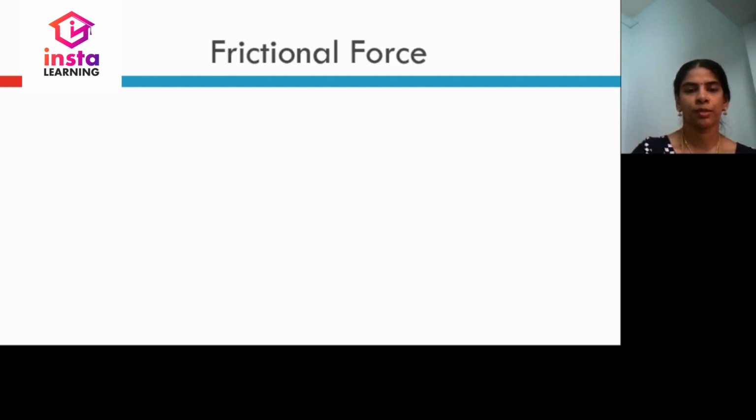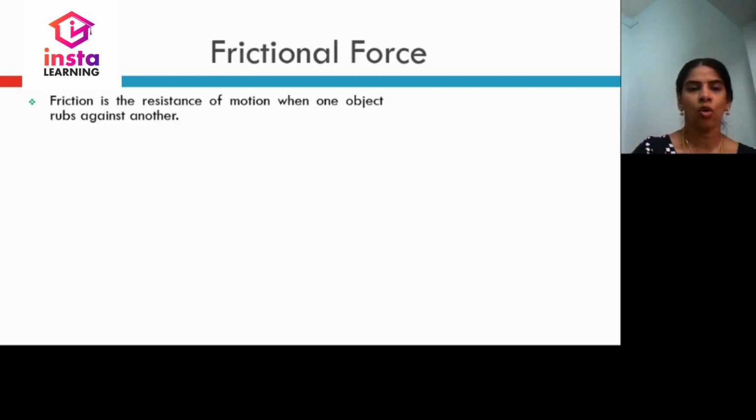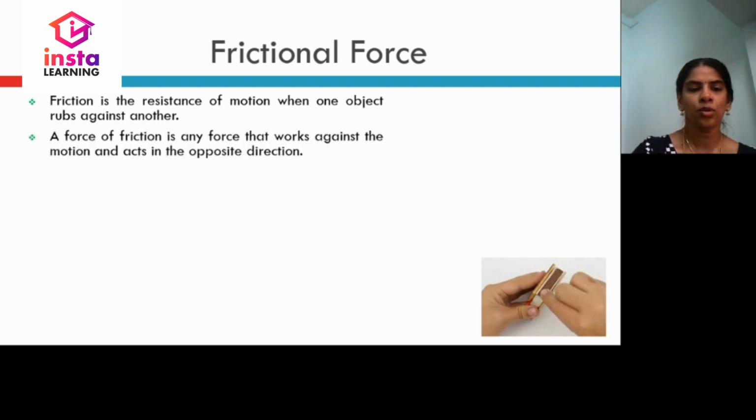Frictional force. Friction is the resistance of motion when one object rubs against another. A force of friction is any force that works against the motion and acts in opposite direction. Frictional force slows down the moving object.